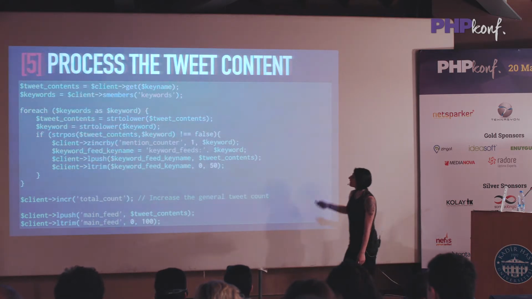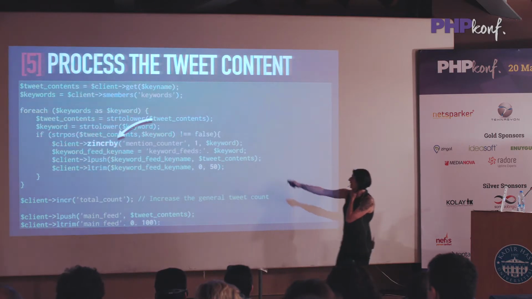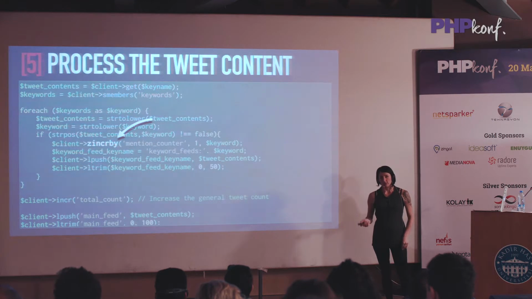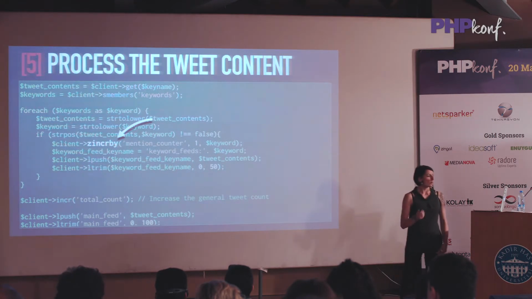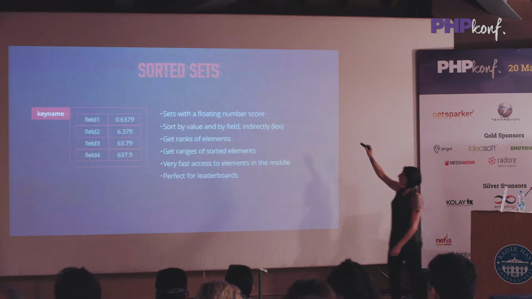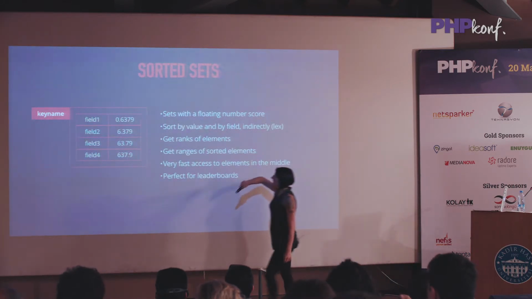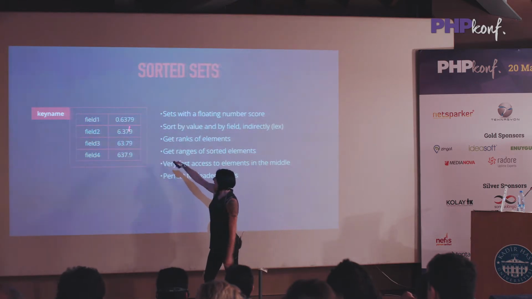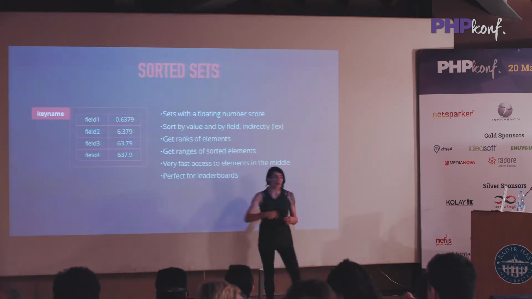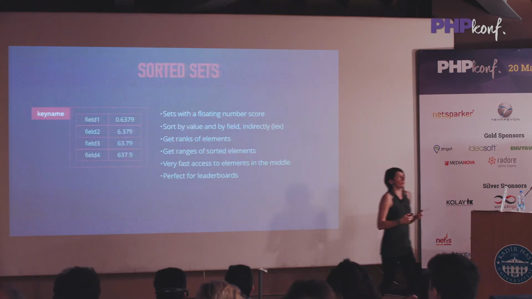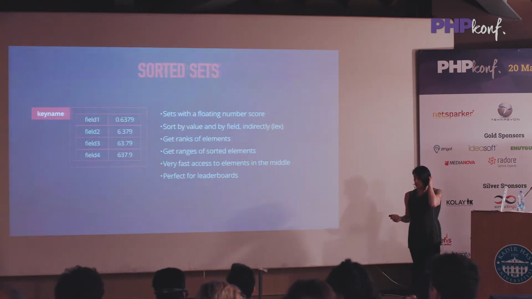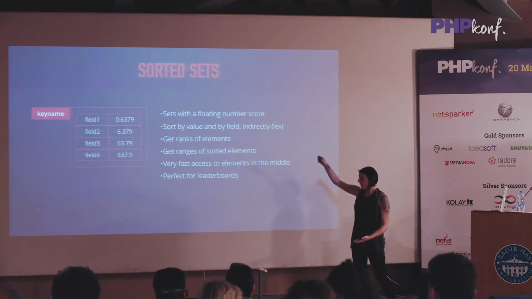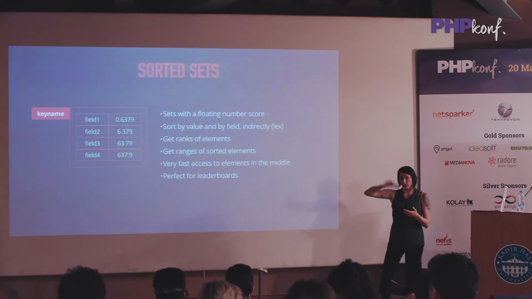If it does, this is a new command here, increment by. We are using sorted sets for this. As we said, great for leaderboards. What is this? So in the sorted set, these fields here are going to be the tweet IDs, and these numbers here are going to be the number of occurrences of those keywords. And when we have that data, we can sort as we want.